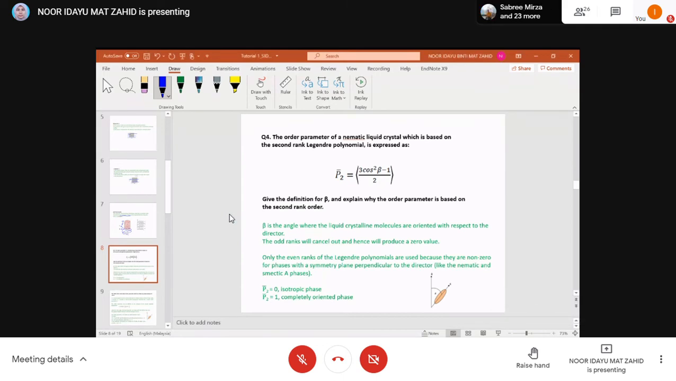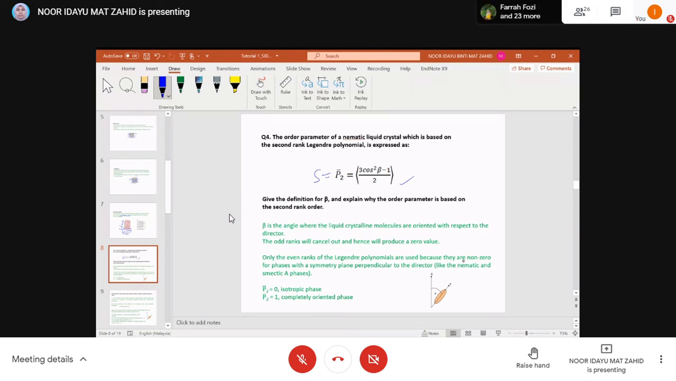Next question, question number 4. The order parameter of a nematic liquid crystal is based on the second rank Legendre polynomial and is usually expressed as follows. P2, or sometimes we denote it as S to represent the order parameter, is equal to the average of (3 cos² β minus 1) divided by 2. Sometimes β is also replaced with the symbol θ just to indicate the angle between the director and the long molecular axis.